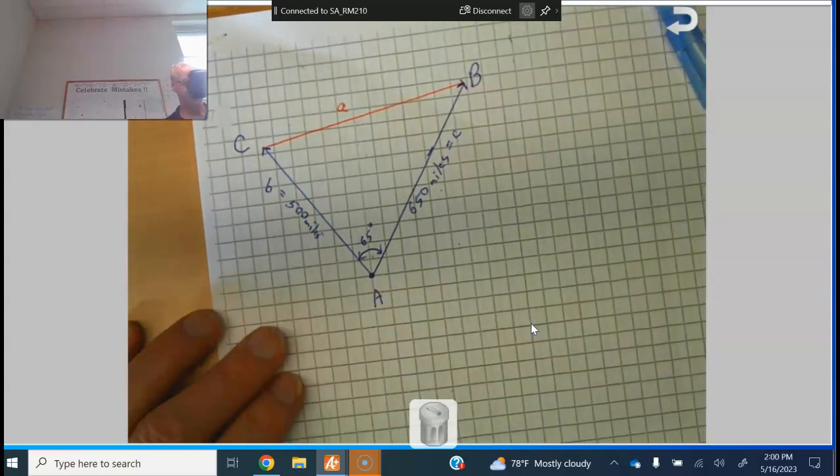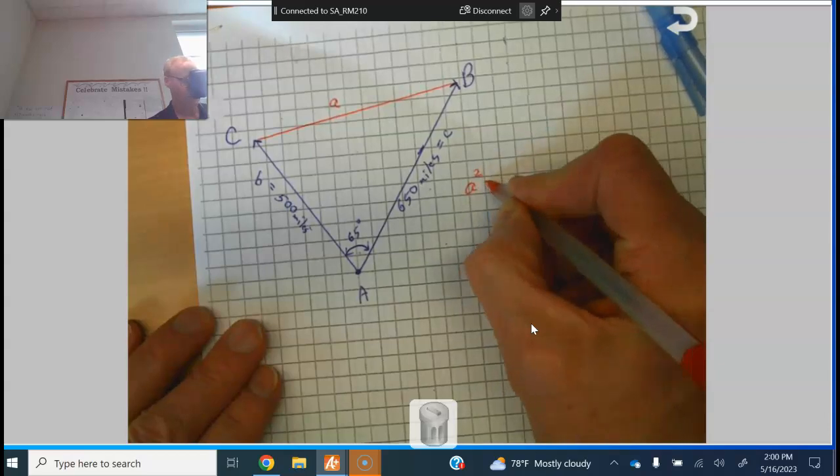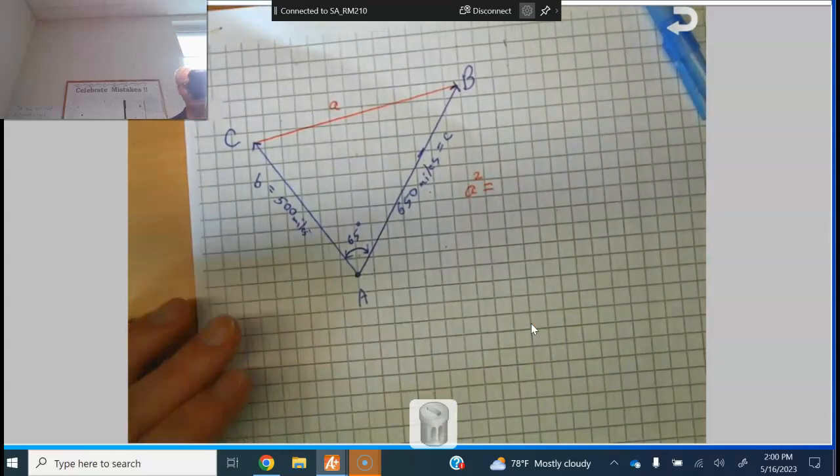Write your law of cosines, starting with A squared. Everybody write it from memory as best you can.